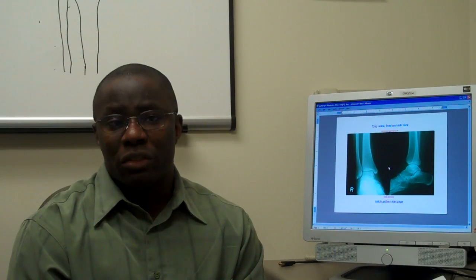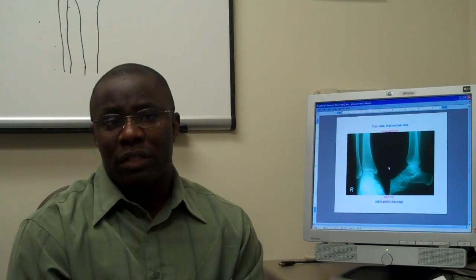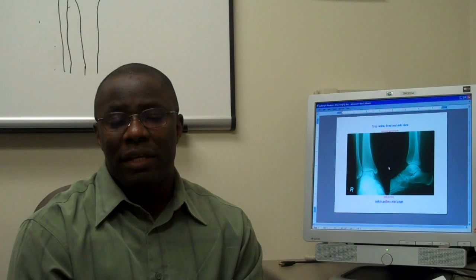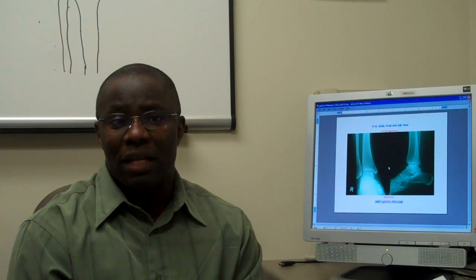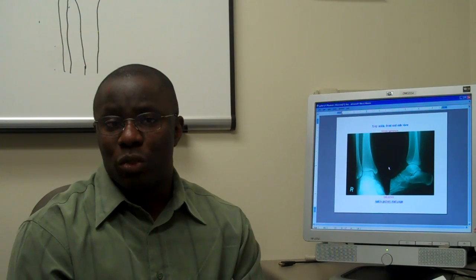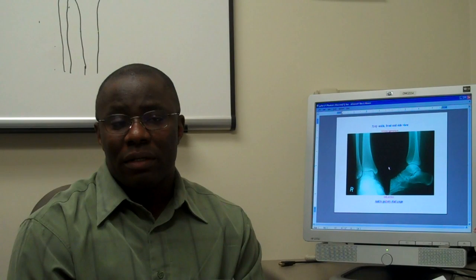Also, there is a condition called compartment syndrome, and that can mimic shin splints. If you have any indication that your pain is not improved with the measures we outlined above, then you should also seek medical advice in that regard.